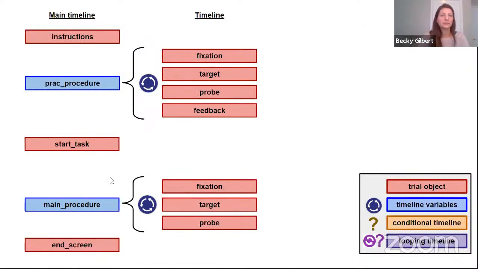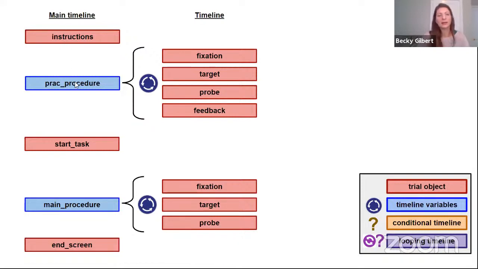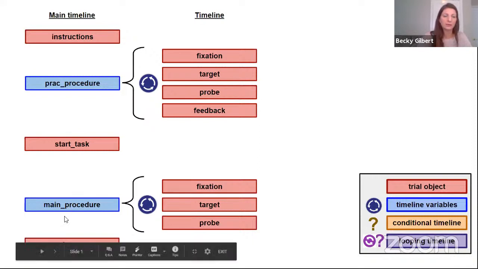So we have this kind of fixed set of events happening, where we have the instructions. This is on our main experiment timeline. We add the instructions. Then we have this trial procedure. So this is using timeline variables, where we do the practice procedure, and that's kind of repeating over these different parts of the trial for our practice array. Then we move on to our start task message. And then we have a similar kind of timeline variables thing down here, where we're doing the main trial procedure. And again, this is just repeating over some information that's in our trial array.